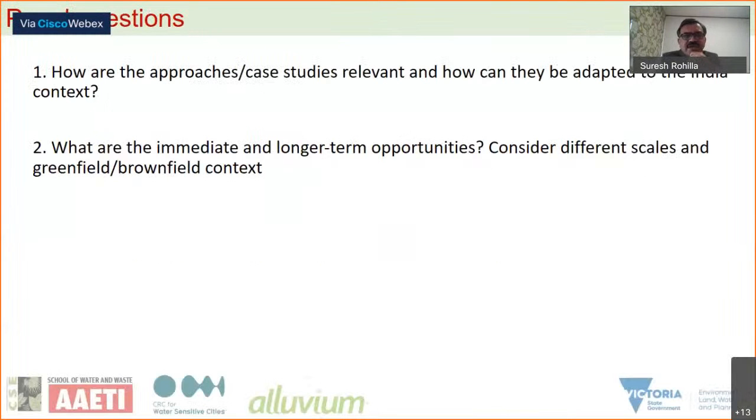So you would get a chance to answer the second question, if there are any short-term and long-term opportunities. But I would like to reflect upon, if all of you can take 2-3 minutes to reflect upon how you think that these approaches are relevant in India.